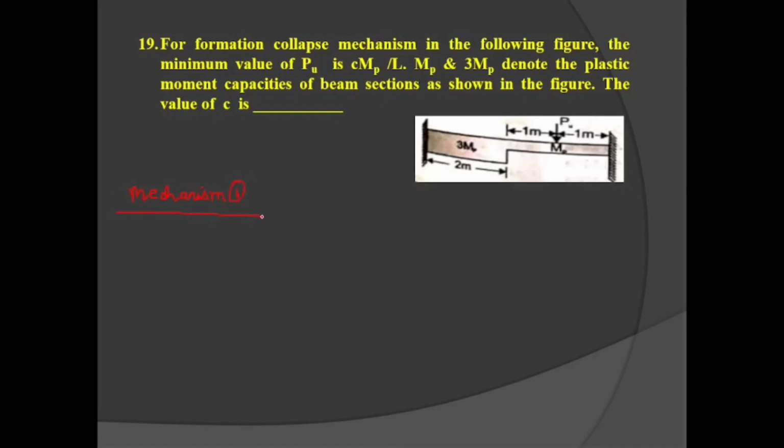Mechanism 1, the Pu value is equal to 24 MP by L, and in mechanism 2 the Pu value is equal to 40 MP by L. So the smaller load is obtained out of these two mechanisms. Sorry, 40 by 3. This is my mistake. 40 by 3 MP by L.